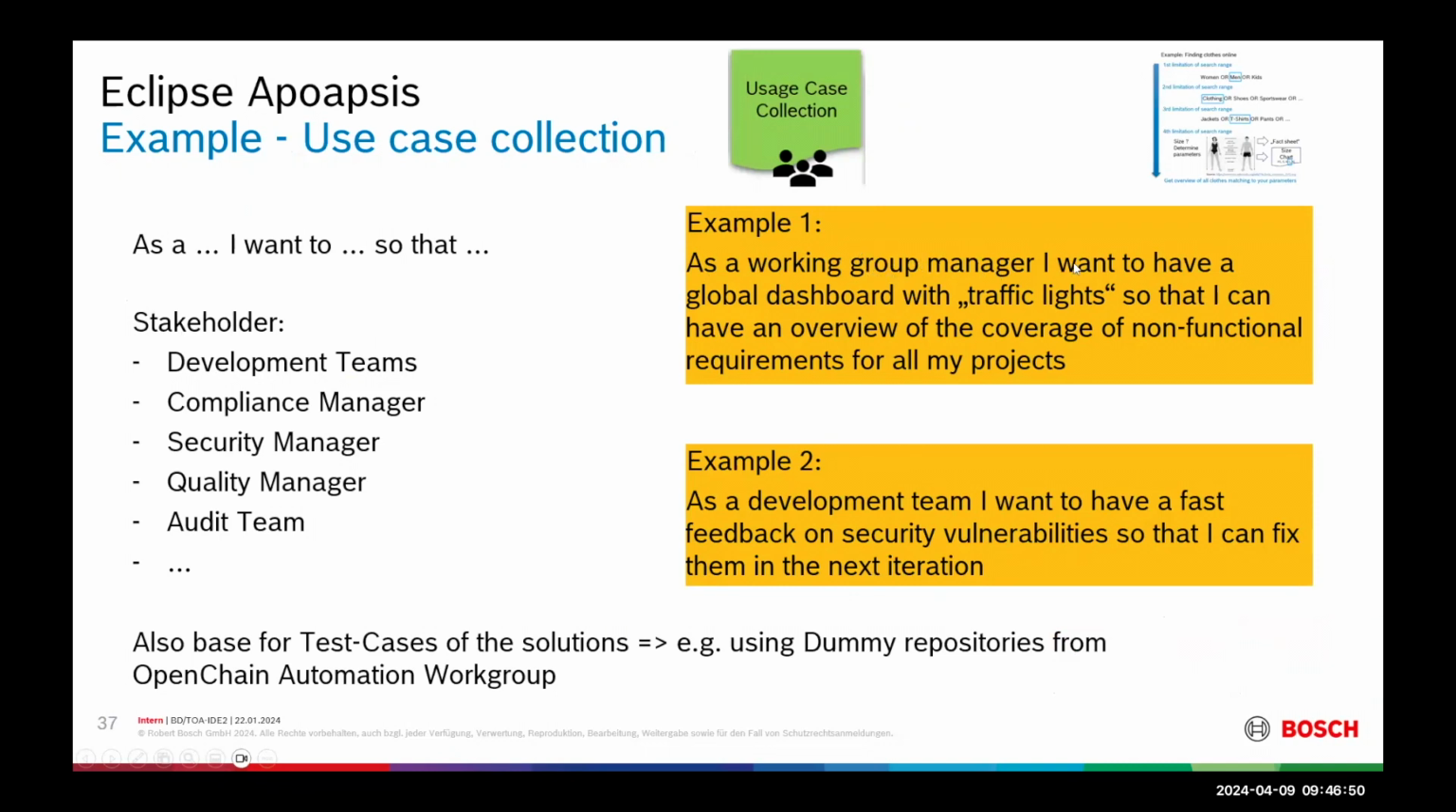As this manager, I want to have a global dashboard with traffic lights, so that I can have an overview of the coverage of non-functional requirements for all my projects, whatever those non-functional requirements will be. It's just an example. The second example is from the perspective of the development team. The development team only cares about their own project, so they don't care about all the other projects, right?